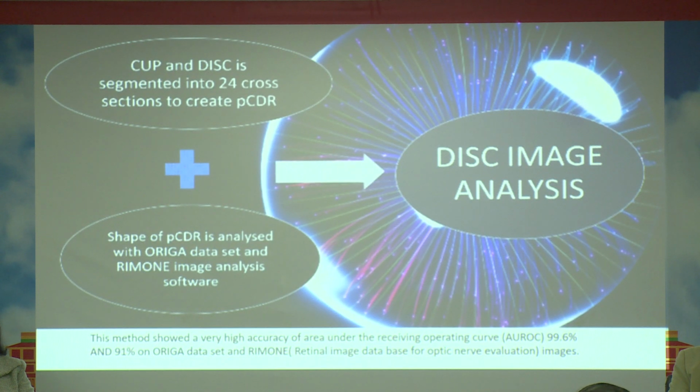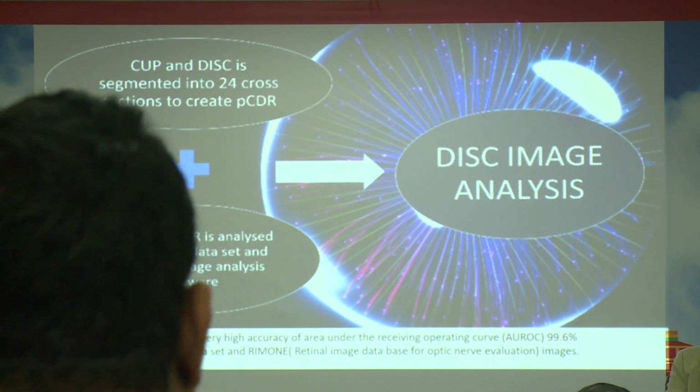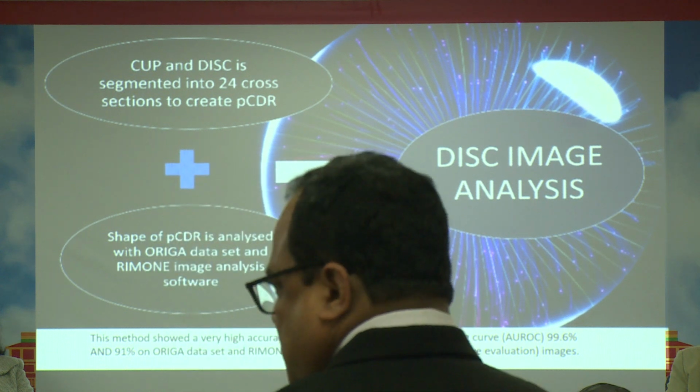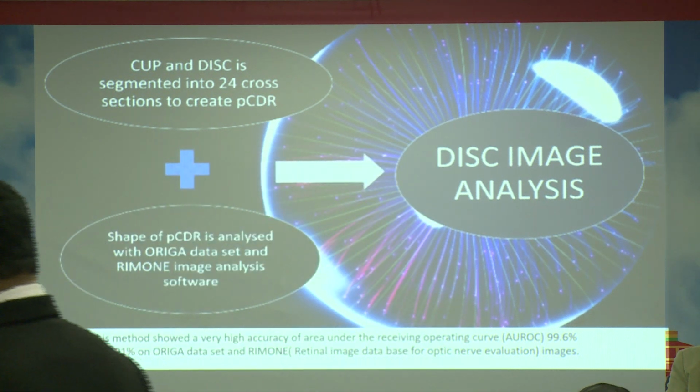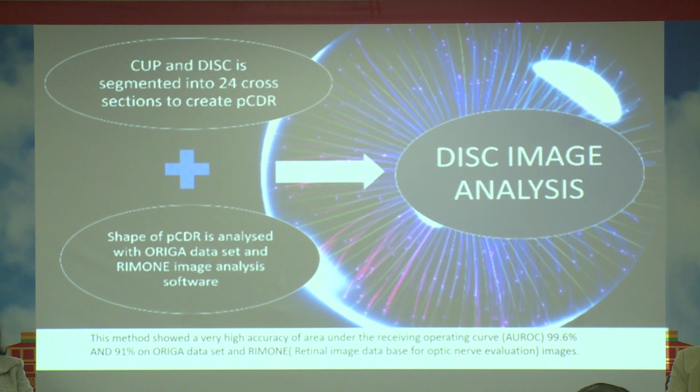Now, for example, just this image analysis. Cup and disc is segmented into 24 cross sections to create the CD ratio profile. The shape of the CD ratio profile is analyzed with the ORIGA dataset or the RIM-ONE eye analysis software. This method shows very high accuracy of the area under the receiver operating curve, that is 99.6 and 91 in the ORIGA dataset and the RIM-ONE. RIM-ONE is a retinal image dataset for optic nerve evaluation.